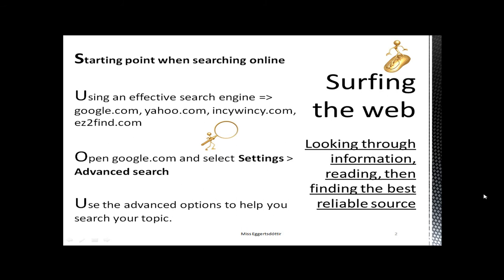Many different types of search engines are available, such as Google and Yahoo, an invisible web search engine such as InchiWincy, and a meta search engine such as Easy to Find. Open the Google search engine and click on Settings in the bottom right corner of the screen and select the Advanced Search. This is a very good start. The window that opens will help you find information that relate to the things you are searching for.